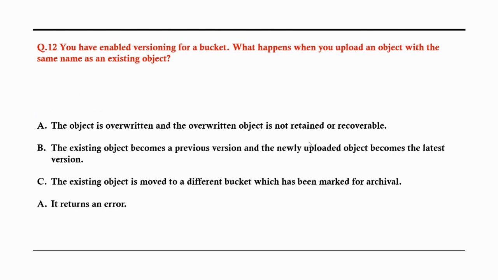Question 12. You have enabled versioning for a bucket. What happens when you upload an object with the same name as an existing object? Your original object won't be deleted. What it will do is create a version, because versioning is already enabled. So it will create a copy of that and the new file will be uploaded. So answer B is the right one. The existing object becomes the previous version and the newly uploaded object becomes the latest version.